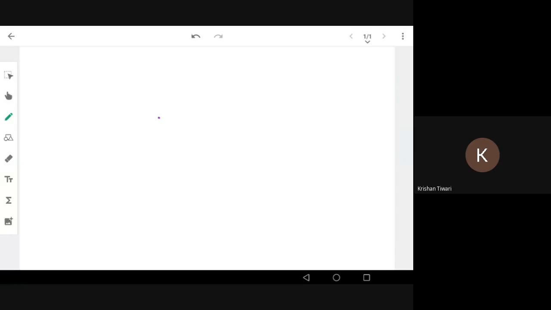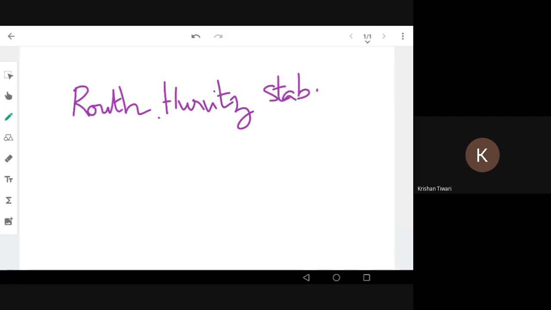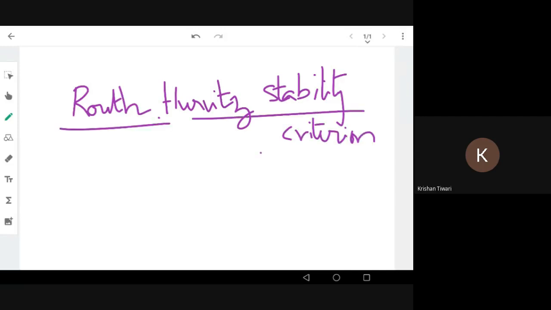So, Routh-Hurwitz stability criteria. Now, what is this Routh-Hurwitz stability criteria? It is just a technique to understand quickly whether the transfer function, or the system whose transfer function we are dealing with, is stable or not. So whether the system is stable or not, we are trying to understand quickly using this Routh-Hurwitz criteria.